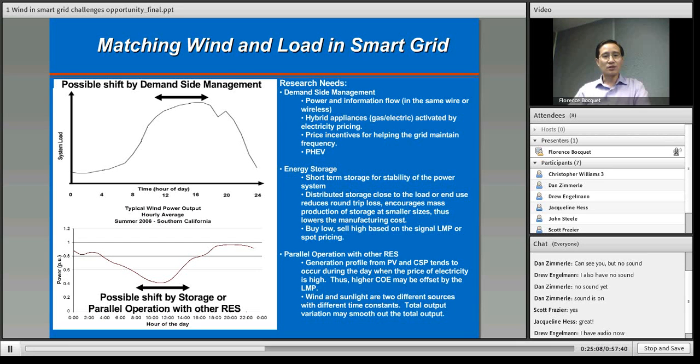So by using energy storages, we could potentially shift the wind power generation. For example, wind power generation is high in the night, right? So energy storage can help shift the power production so that wind power can better accommodate load during the peak times.